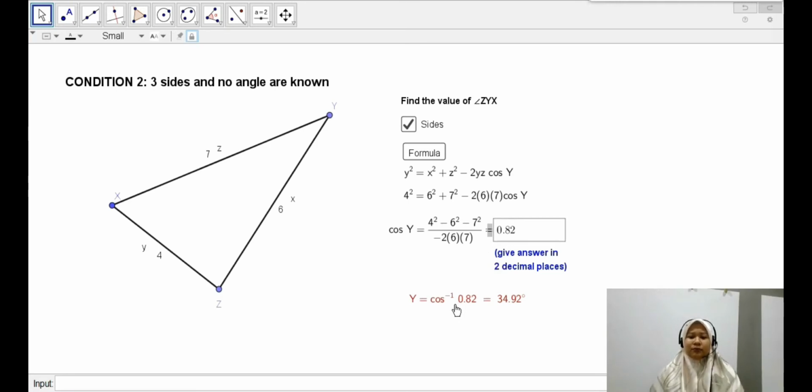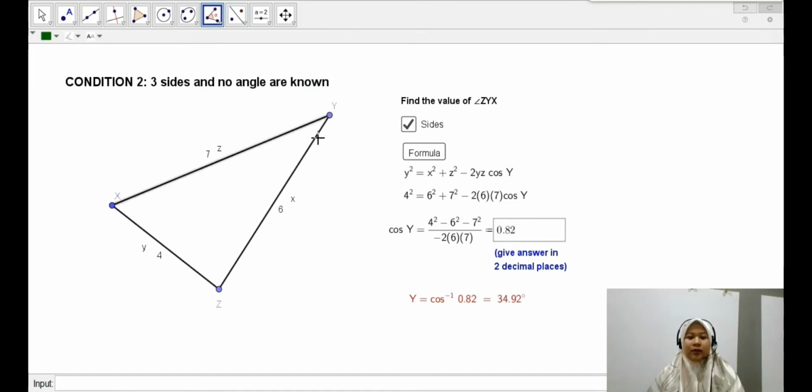Cos inverse 0.82, we will get the answer for angle y is 34.92. Okay, so now let's check whether the answer that we get right here is true.